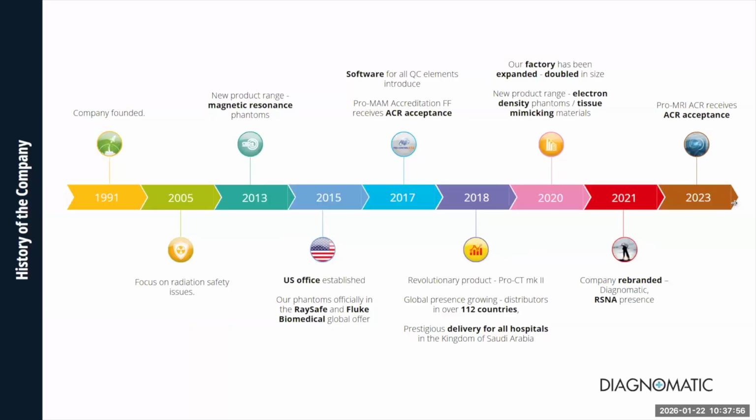The history of the company: this timeline shows how the company grew and evolved during the more than 30 years it has been on the market. The company was founded by Mr. Henryk Kolosinski in the beginning of the 90s. At that time, he was working as a radiation protection officer in the Polish regulator, the Polish agency that makes audits of QA in facilities.